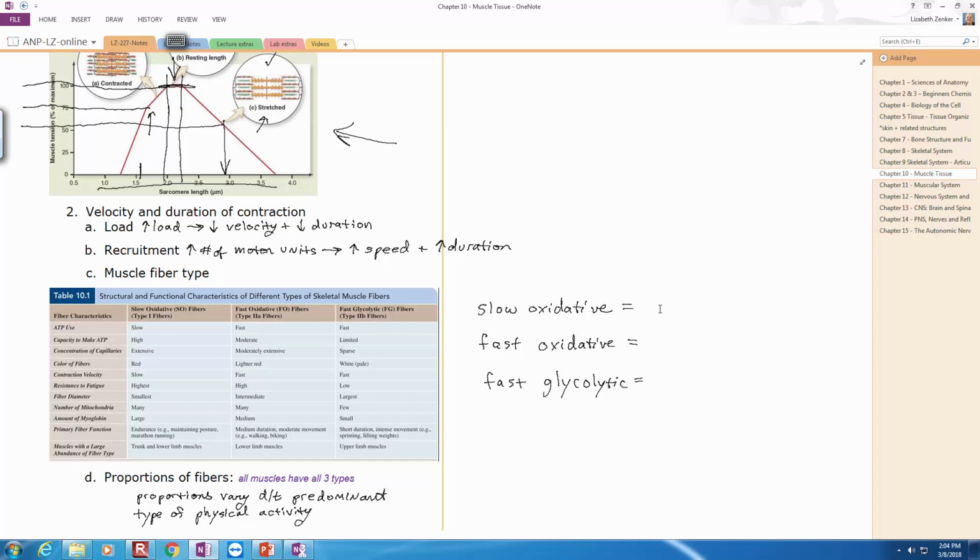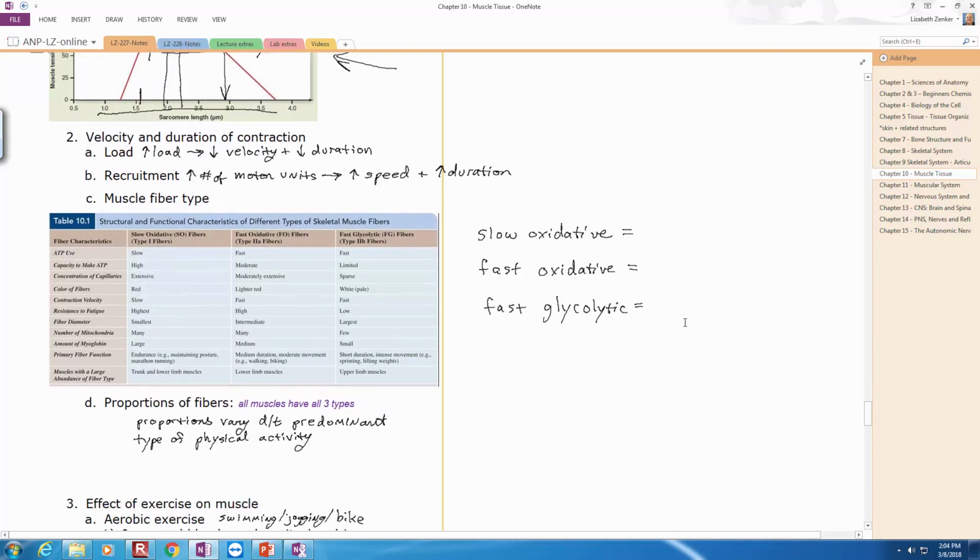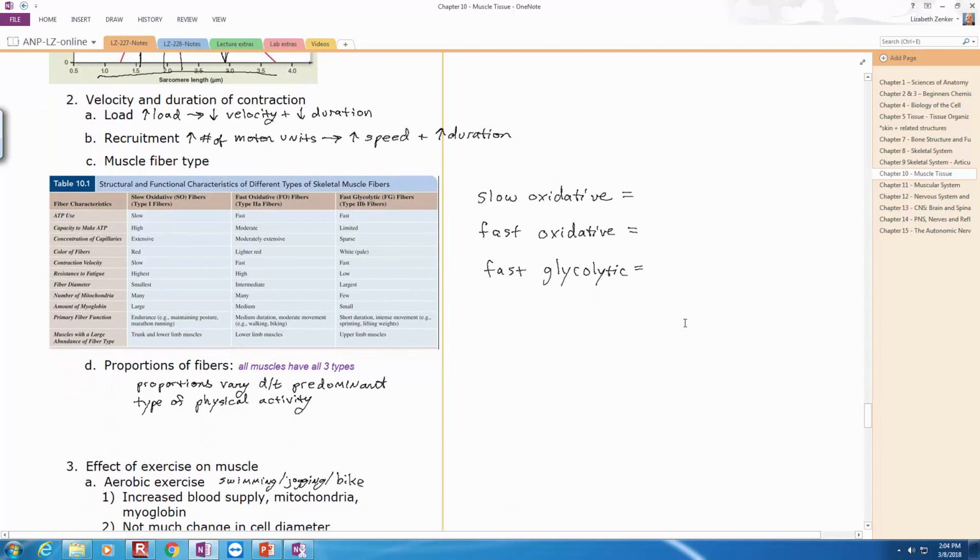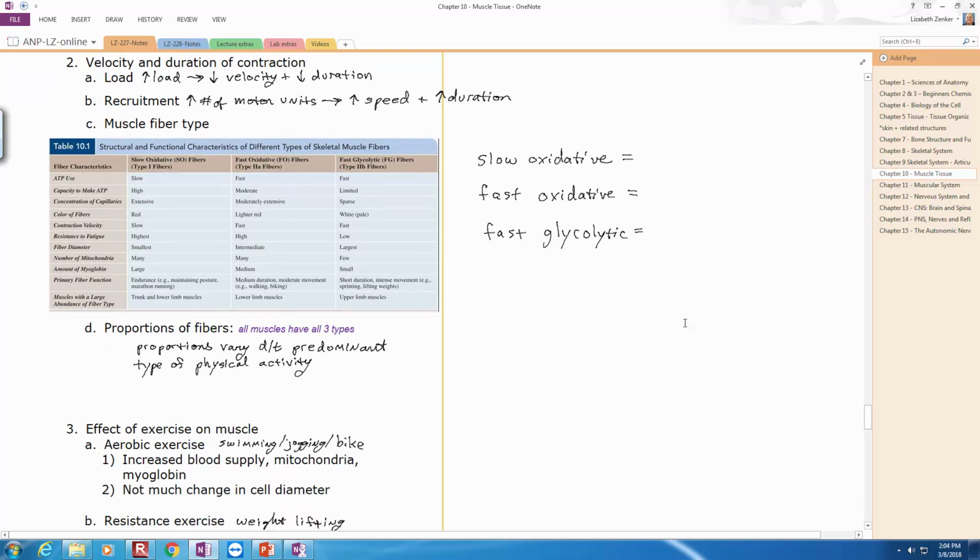And then muscle fiber type. So this appears a little complicated, but if you think it through, it won't be so bad, okay? So muscle fiber type. So this is talking about a slow oxidative fiber, a fast oxidative fiber, or a fast glycolytic fiber. Okay.